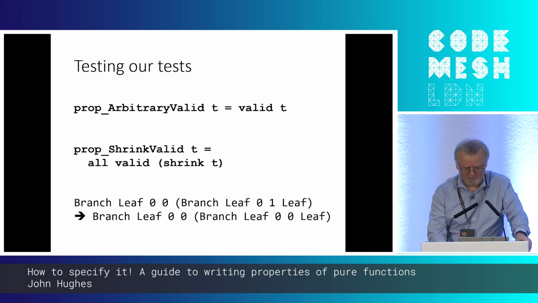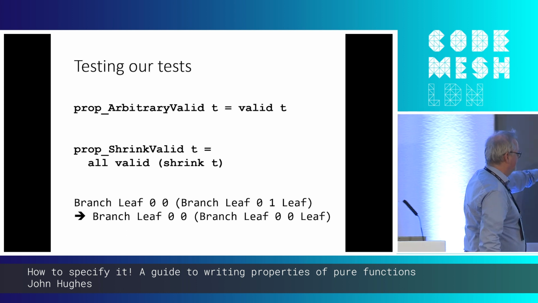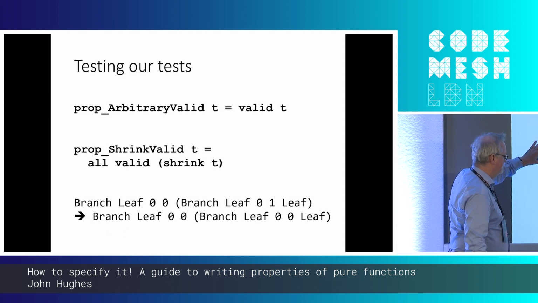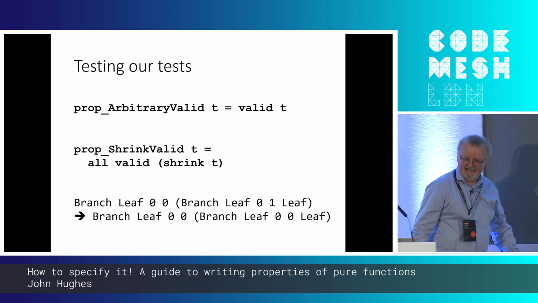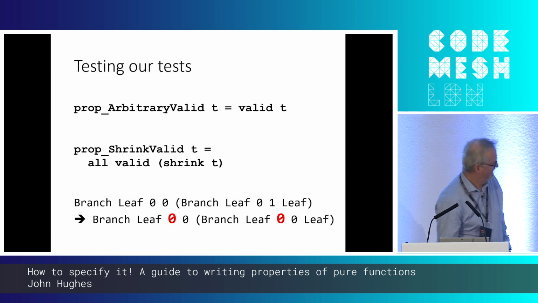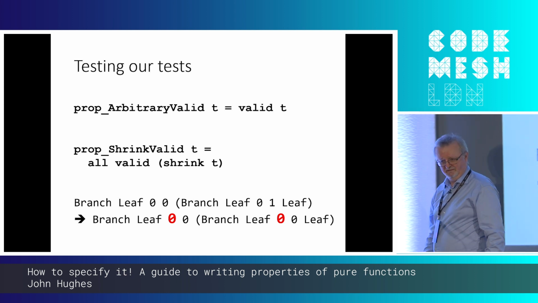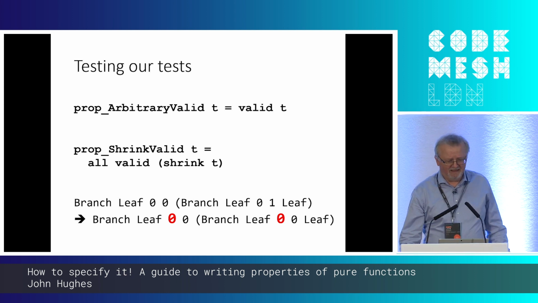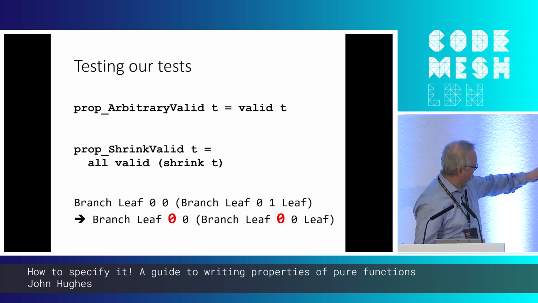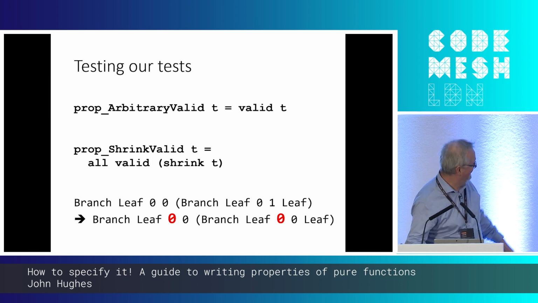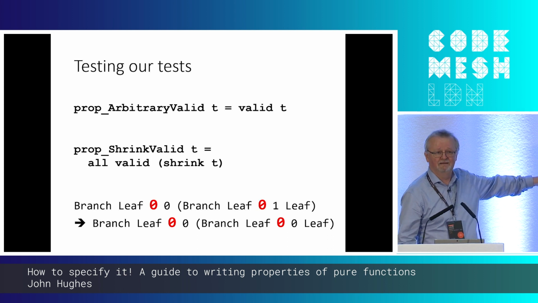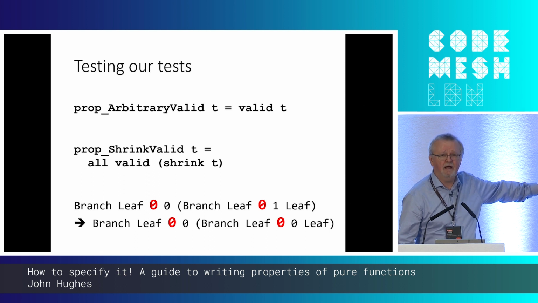Why does it fail? Well, it fails because one of the things that this tree can shrink to is this one. And if you look at that second line, the key 0 appears twice. So that's invalid. But unfortunately, if you look at the first line that was t in my test, that is also invalid. What is going on?